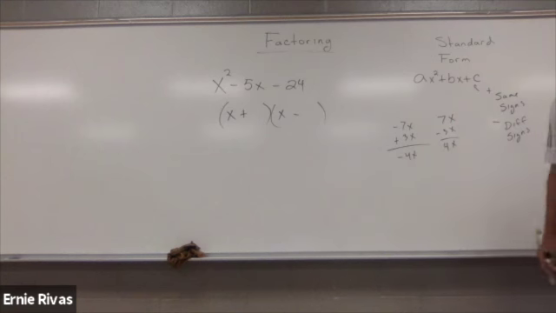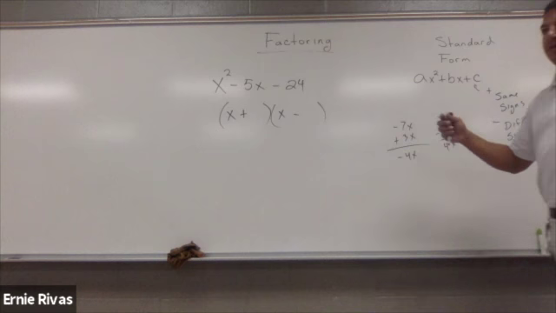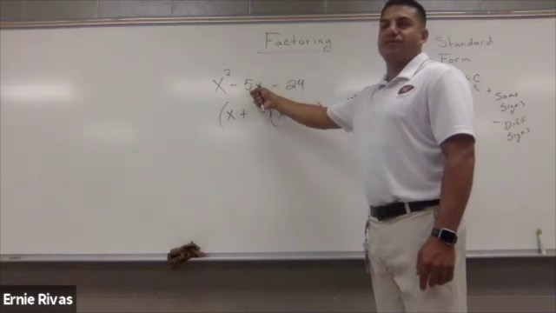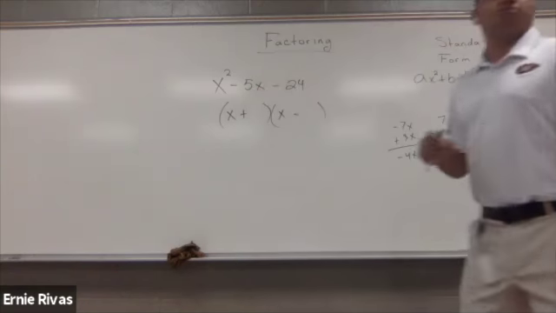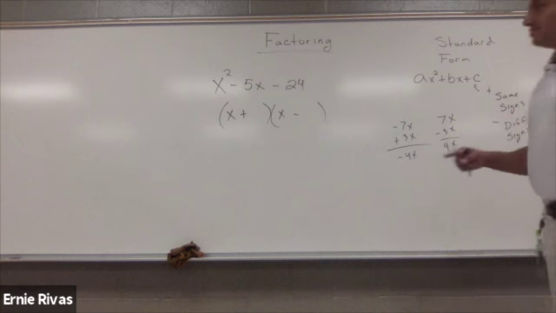I end up with a positive 4x, right? So thinking like this, if I'm going to combine my outer and inner terms and my answer ends up being negative 5, what has to be true? Very good. The bigger number has to be negative in this case, right? So this is how I think about this.